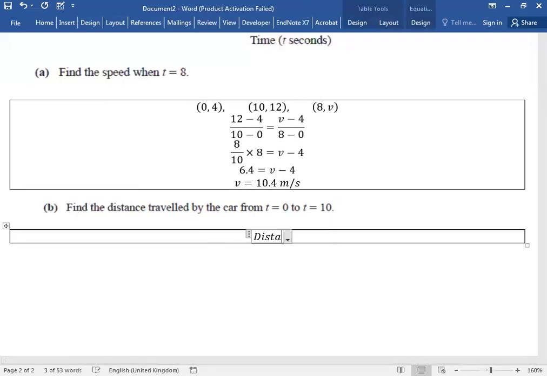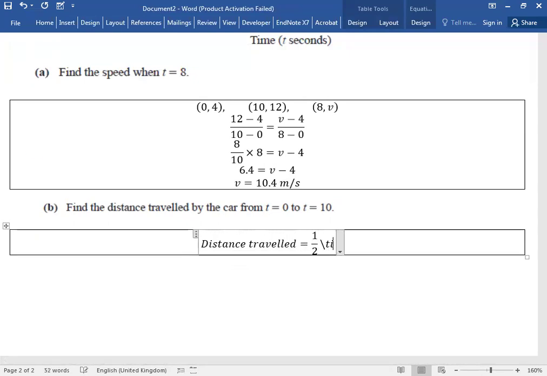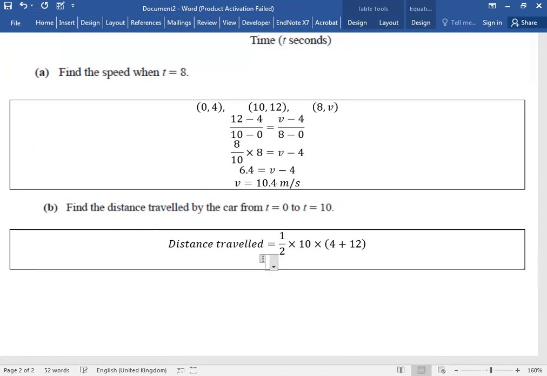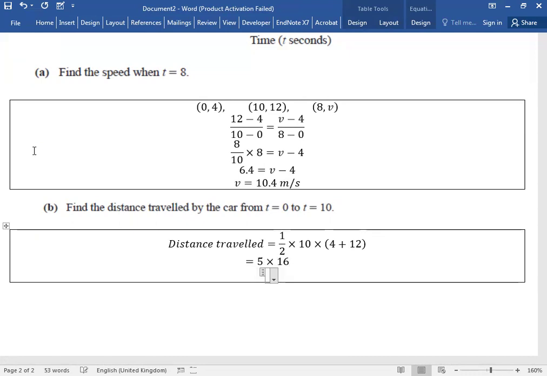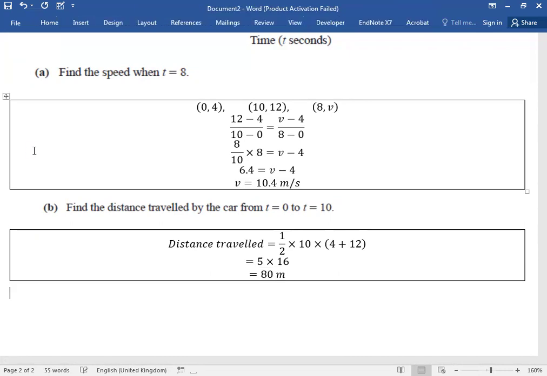So the distance traveled, half into height is 10 into sum of parallel sides. So 5 into 4 plus, let's keep this 10 as it is. Yeah, 5 into 16 is 80 meters is the distance traveled. Is this clear? Clear? I want you to sketch this as well.